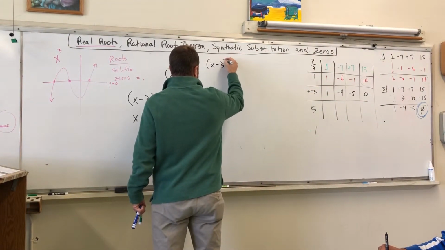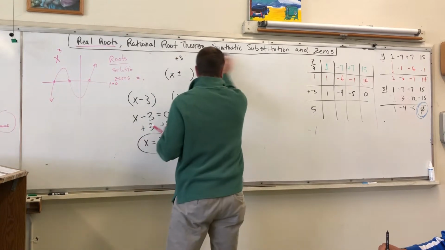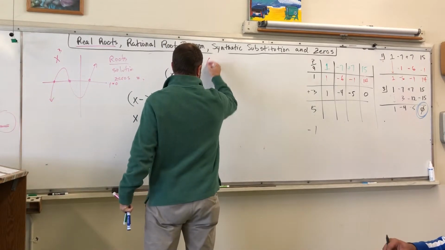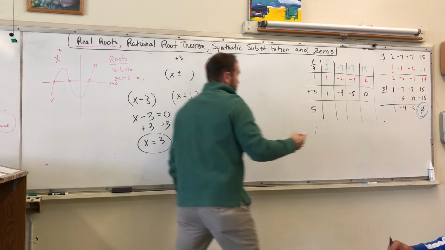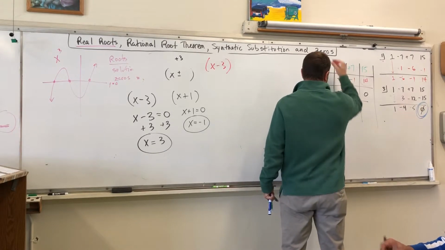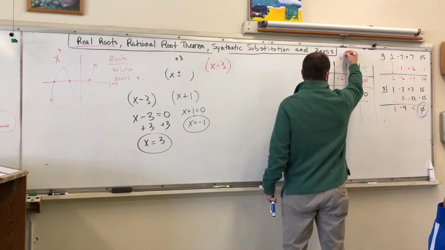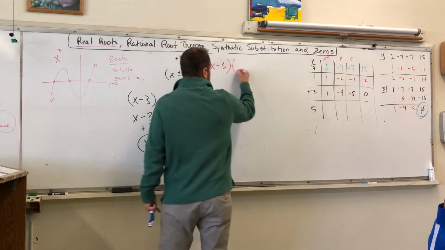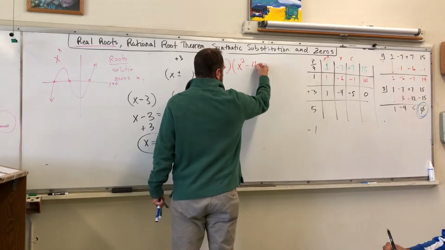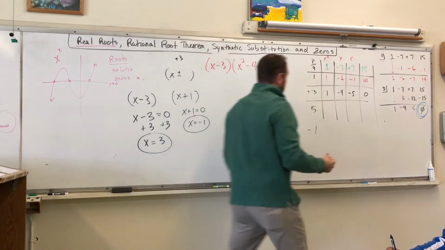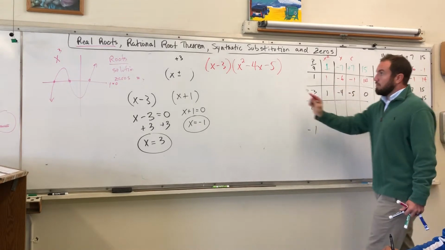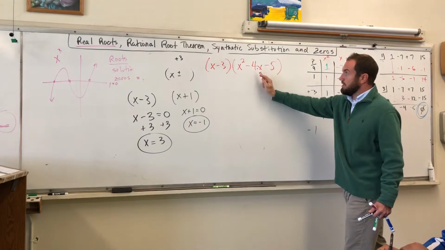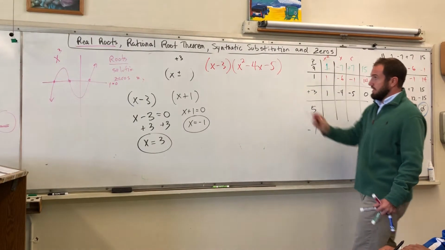Let me change color here, just so this pops out a little bit more. Let's say x minus 3 is a factor, and I'm looking at my other coefficients. Basically this becomes my x squared, my x, and then my constant. So I have x squared minus 4x minus 5. Notice that the 1 went in front of the x squared, the negative 4 in front of the x, and the negative 5 is my constant.